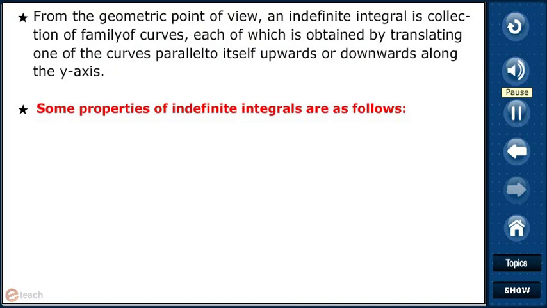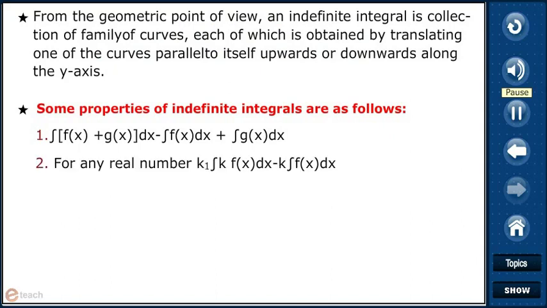Some properties of indefinite integrals are as follows. Integration of f(x) plus g(x) dx can be written as integration of f(x) dx plus integration of g(x) dx. For any real number k, integration of k f(x) dx equals k into integration of f(x) dx.